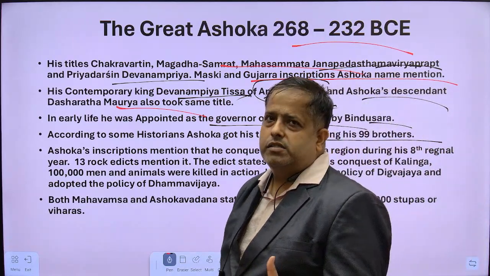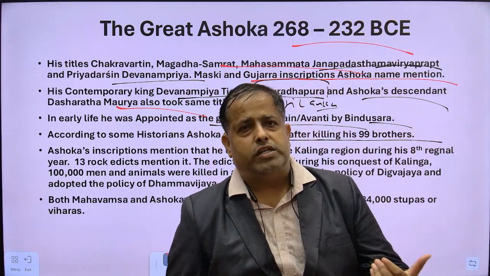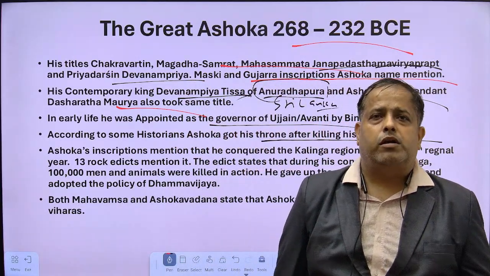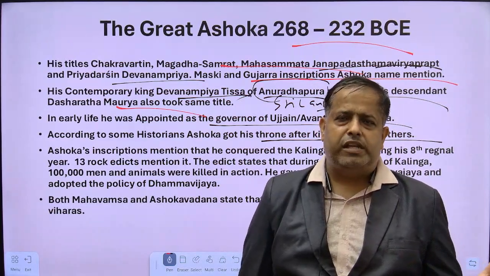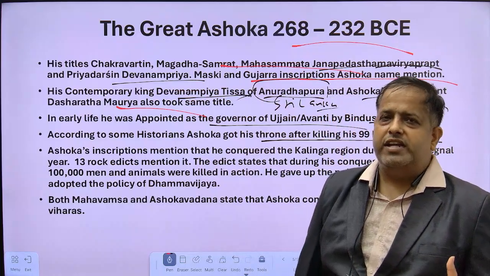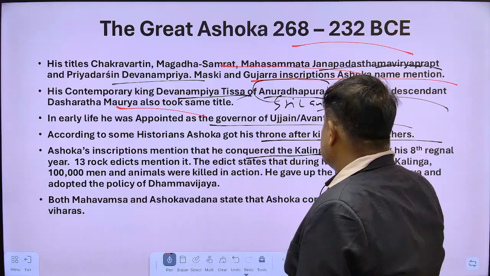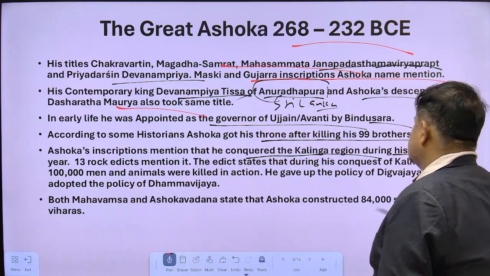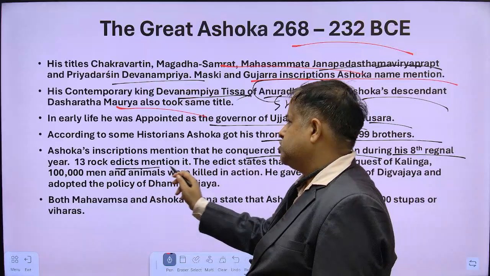According to Ashoka's story, when he sent his messengers, he always said that he was the killer of his brother Sushem. So he killed Sushem, it's okay, we believe in it. But 99 brothers he killed, never, we find no event of it, okay? Ashoka's inscription mentions that he conquered the Kalinga region during the 8th year of his reign. The 13th Rock Edict is talking about it.